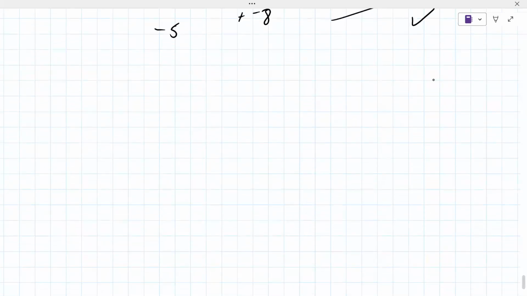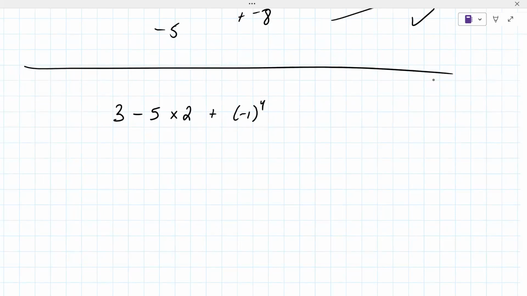Okay. Let's try another one here. Let's go 3 minus 5 times 2 plus -1 to the power of 4. Okay, so parentheses, so that would become 1. Okay, so then do multiplication. 5 times 2 is 10. Is that -5? Just regular 5. It's 3 minus 5, so you have to decide how you want to look at it. One way is 3 plus -5.